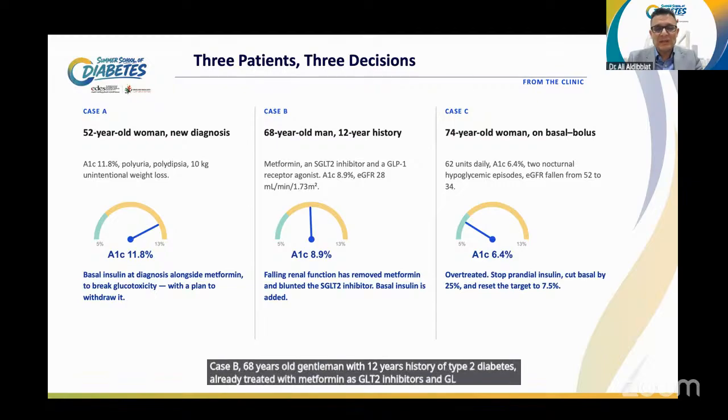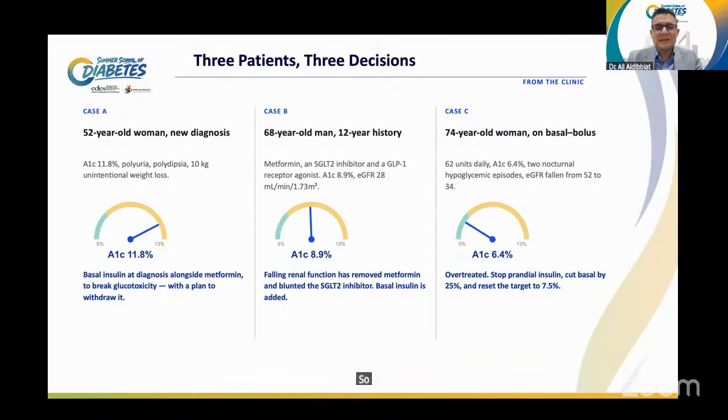Case B, a 68-year-old gentleman with a 12-year history of type 2 diabetes, already treated with metformin, SGLT2 inhibitors, and GLP-1 receptor agonists. So he's on the gold standard, modern treatment. But A1C is 8.9 and eGFR is 28. So the eGFR is declining. They are suboptimally controlled, and they're having kidney failure.